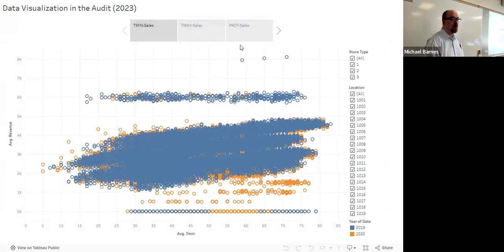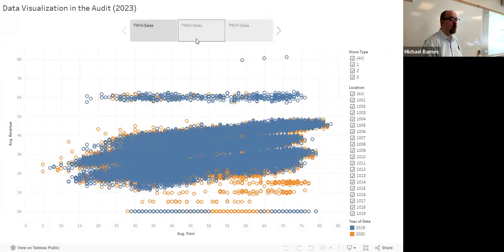So here are my three weather variables. Now, here's going to be a note. First of all, we can see a pretty good correlation between temperature minimum and sales. This is just a basic scatter plot with revenue as the dependent variable and temperature as the independent variable. We can see a close correlation there.